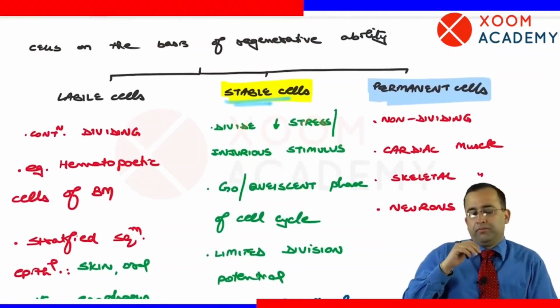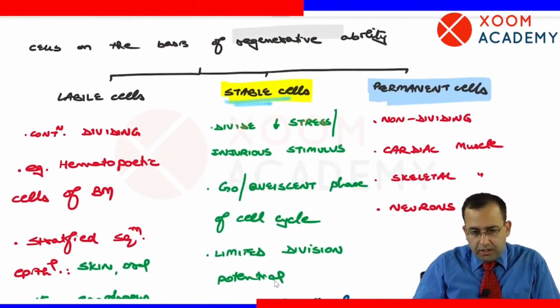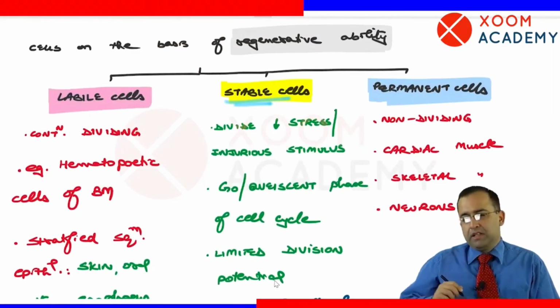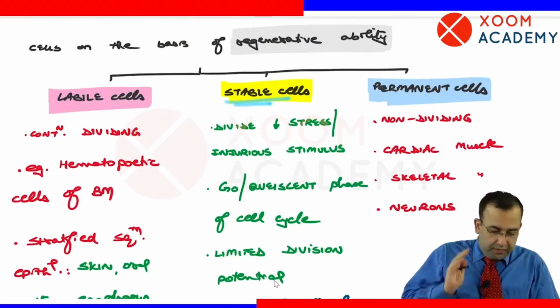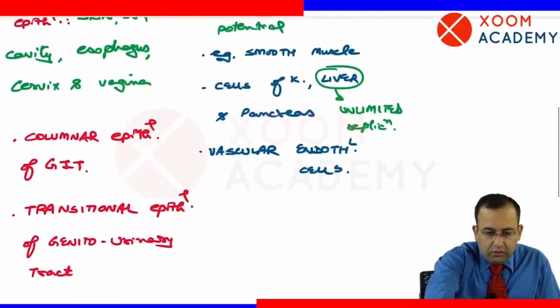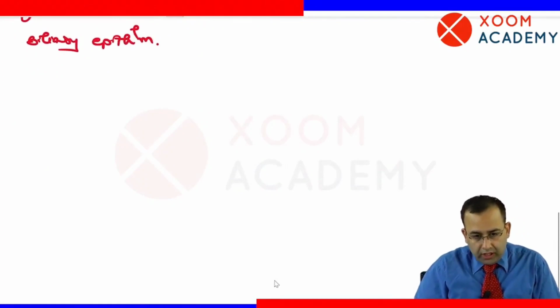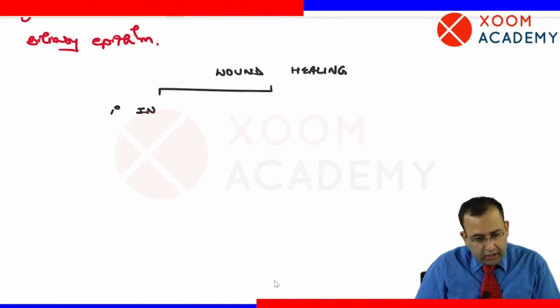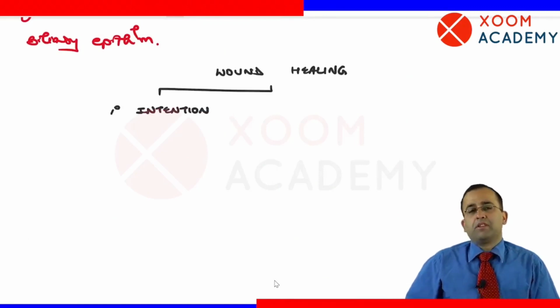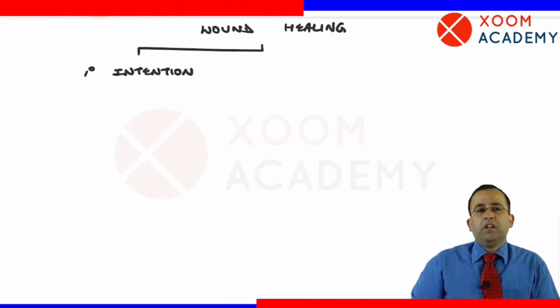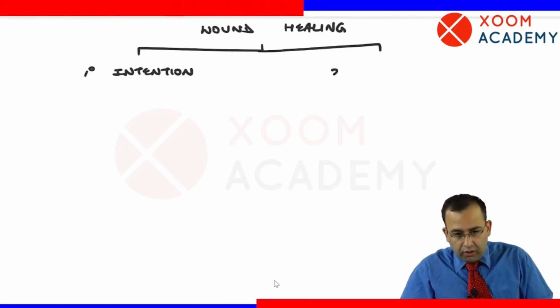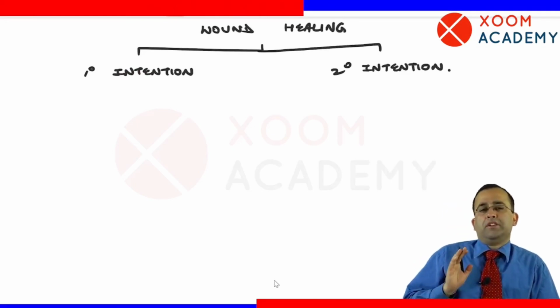So, in tissue repair, we divided the cells on the basis of regenerative ability into labile, stable and permanent cells. First point. Next point. This gets us to wound healing. Wound healing occurs by two mechanisms. It can either be wound healing by primary intention or wound healing by secondary intention.